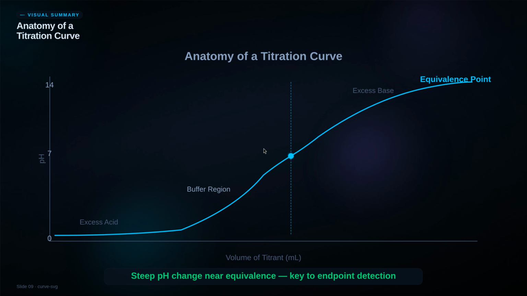The curve starts at a low pH for a strong acid, then rises gradually before the steep titration jump near the equivalence point. After equivalence, the curve levels off at a high pH. The equivalence point is marked at the center of the steep region. Notice the buffer region before equivalence, where the curve is relatively flat. Understanding these features is essential for interpreting any titration data.